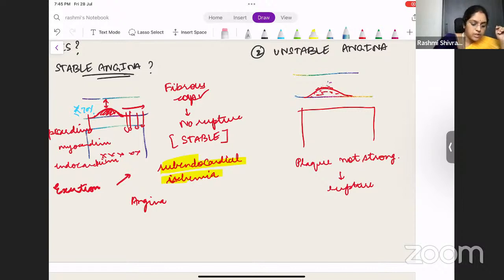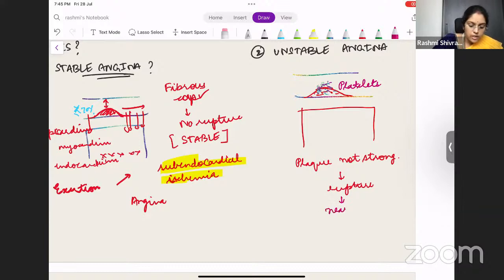All the platelets will start coming here. It becomes adherent to the atheroma, that is the plaque. Okay. So all the platelets come here and adhere to the plaque and try to occlude. Okay, so what happens because of that?